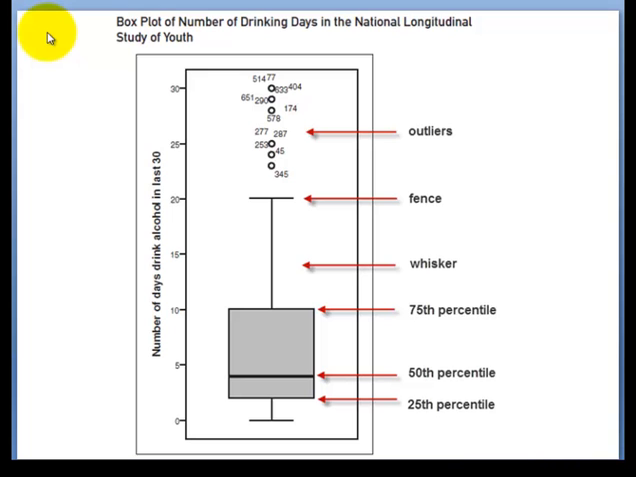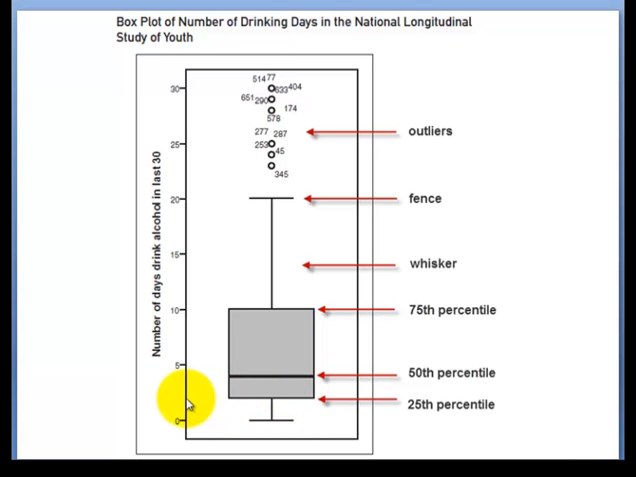Well, the box plot is kind of a nifty figure. So let's go over what the different parts of this box plot are. Box plots have a box, and the top line in the box conveys the value at the 75th percentile. So the 75th percentile here conveys that youth who drank on 10 of, say, 30 days in the past month were at the 75th percentile. So 75% of youth drank 10 drinks or fewer.